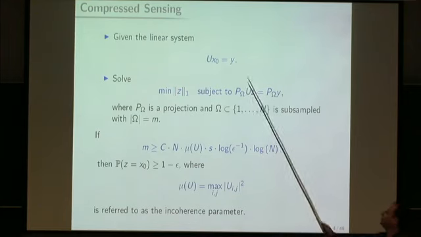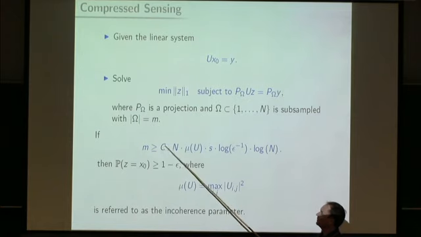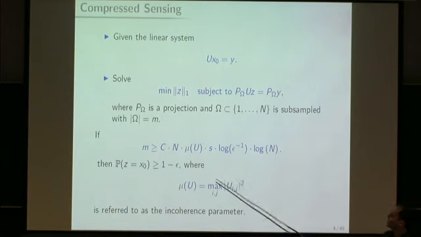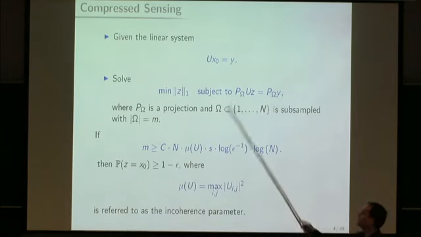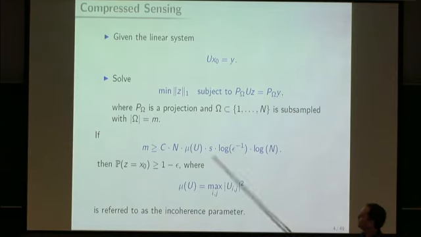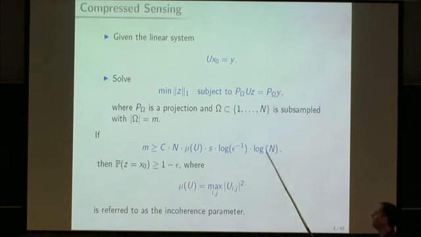If U is an isometry, and I sample uniformly at random, then the number of samples that you need to draw is described by this. There is a uniform constant here, the dimension n, and then you have this mu of U, which is called the incoherence parameter, and that is simply the maximum of the matrix elements squared. The s here is the number of non-zeros in the original x0 that you would like to recover. And then there's a log epsilon factor that comes into the estimates for the probability of being able to recover, and then log n of the dimension.